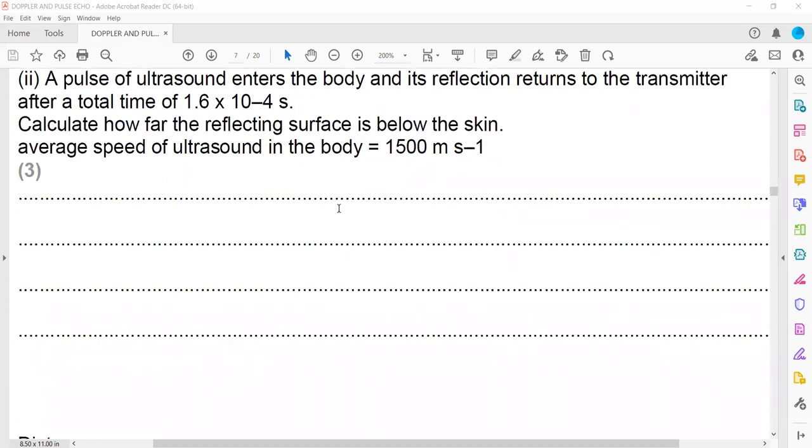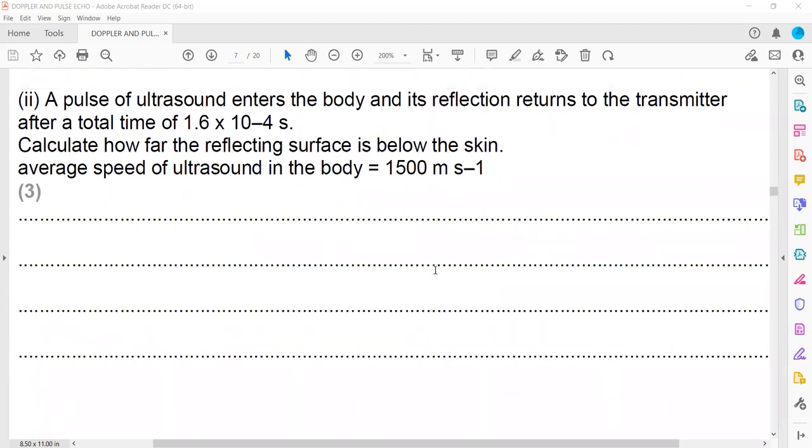Then a pulse of ultrasound enters the human body and its reflection returns to the transmitter after 1.6 × 10^-4 seconds. Say this is a human body, the ultrasound is sent and then it bounces back. How much time did it take? 1.6 × 10^-4. Calculate how far the reflecting surface is below the skin. We assume this is the place of the source of the ultrasound, a transmitter, and the receiver is there too. The average speed of the ultrasound in human body is 1500 meters per second.